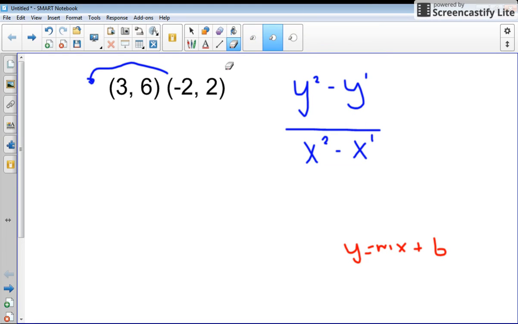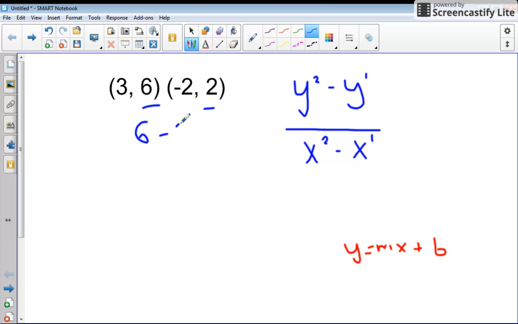The order of the y's and the x's is not important. The only thing that's important is that you stick with the same order that you start with. Let me give you an example. Our y's here are 2 and 6. Now I could do 6 minus 2, but I could also do 2 minus 6. The only important thing is that whichever order you choose, you stick with it.